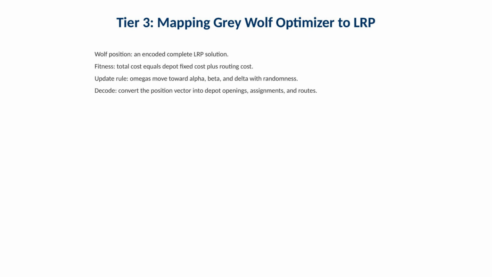To apply the gray wolf optimizer to location routing, we need a representation of a complete solution. A wolf position encodes depot openings, customer assignments, and route priorities. Fitness is the total cost, depot fixed costs plus route travel costs. After each update, the continuous position vector is decoded back into a feasible, discrete solution so it can be evaluated.